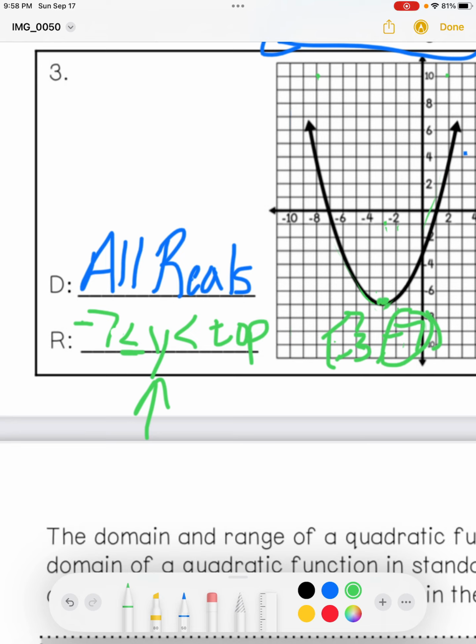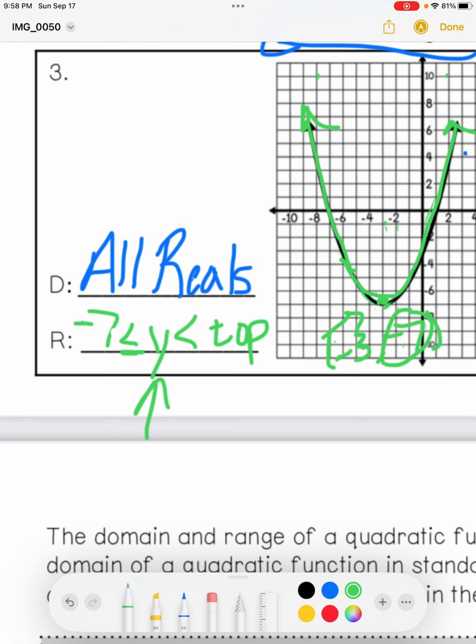And -7 is the y value. That's my bottom. Well, I'm not done, right? Now I have to look and say, where's the top? Well, the top, if I move upwards, I run into an arrow over here. And I say, okay, that's all right. Maybe the other side has a stopping point. And I go over there. Oh, it also doesn't have a stopping point.